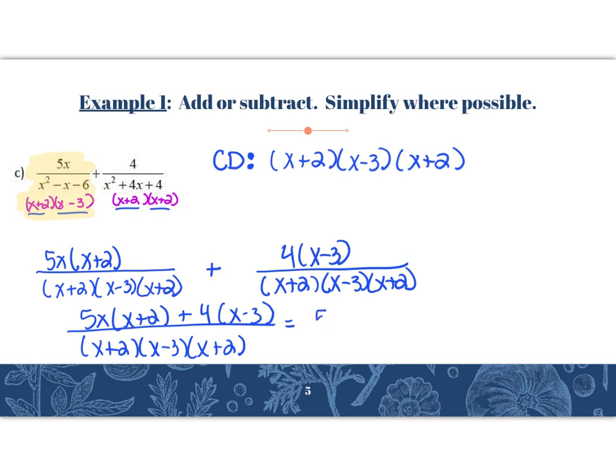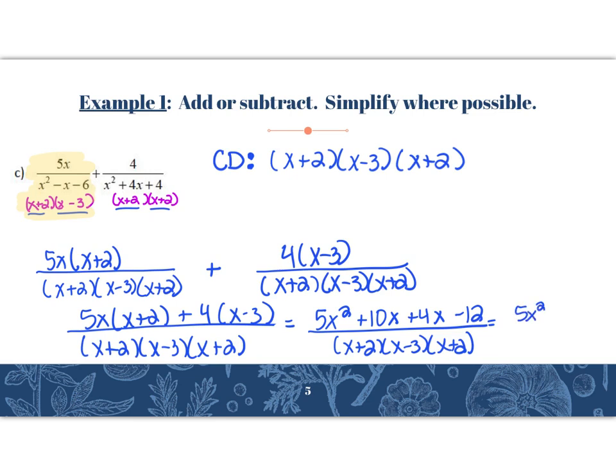5x times x is 5x squared. 5x times 2 is 10x. 4 times x is 4x, and 4 times negative 3 is negative 12. And this is all over x plus 2 times x minus 3 times x plus 2. And now combine your like terms. We've got 5x squared plus 14x minus 12 all over x plus 2, x minus 3, x plus 2.